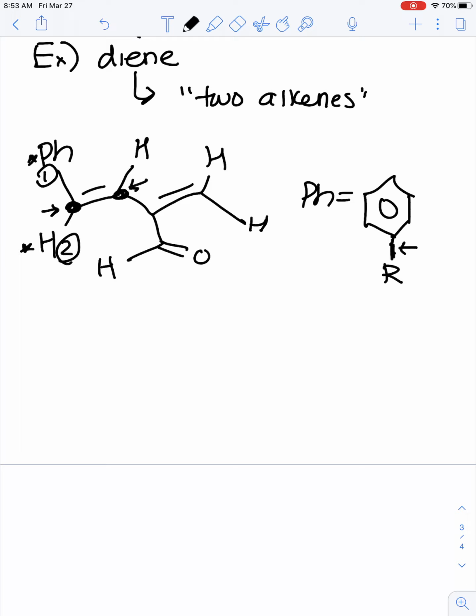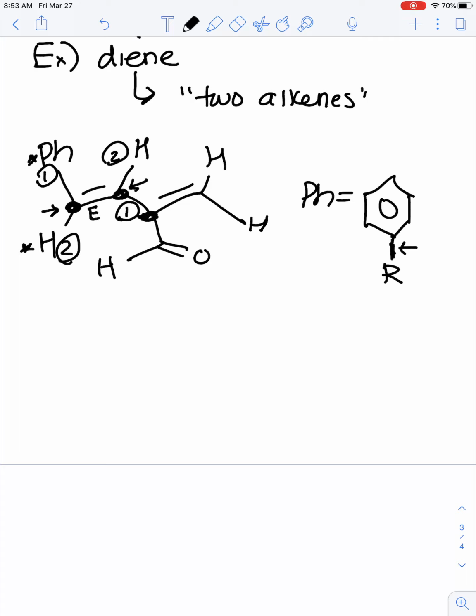When we look at this carbon here, it's the same idea. We have a carbon that's attached to an oxygen here, so this would be a higher priority in comparison to hydrogen. So the higher priorities are on opposite sides, and this would be an E configuration at that double bond.